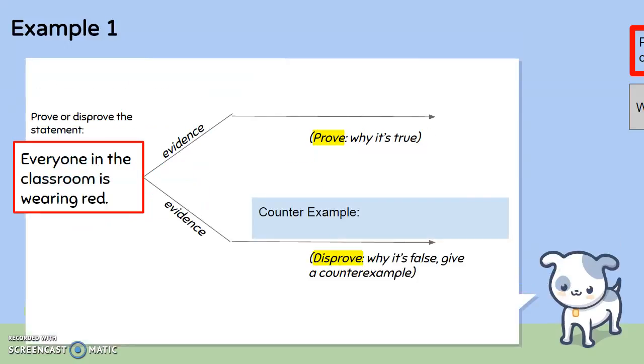Let's talk about what some of those words mean, okay? So if you look at the first example, the claim is that everyone in the classroom is wearing red, right? And if that's the claim that someone is making, either that statement is true and you're going to prove that it's true, or that statement is false and you're going to disprove it. And you're going to give a counterexample. Take a moment and write down the definition of prove on example 1 here in your notes, and write down the definition of disprove.